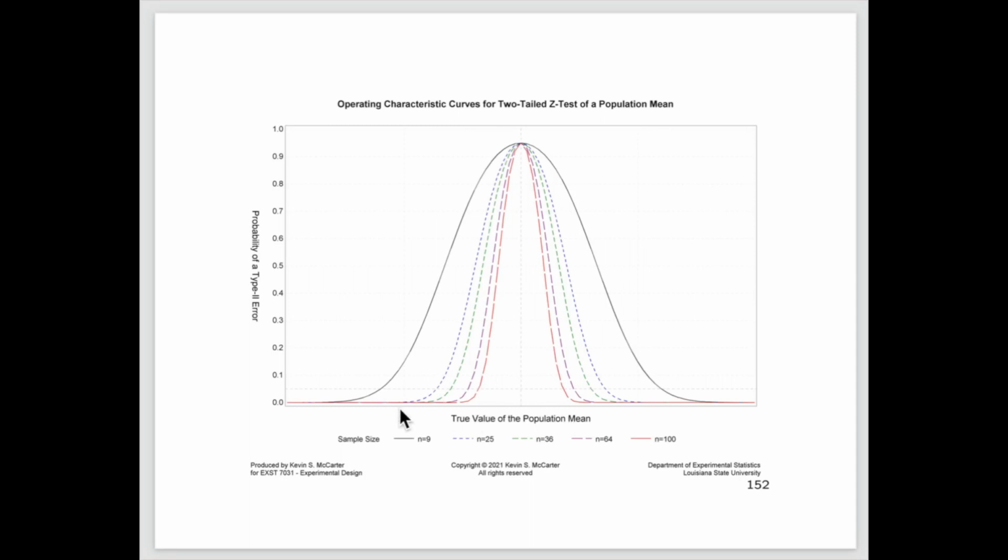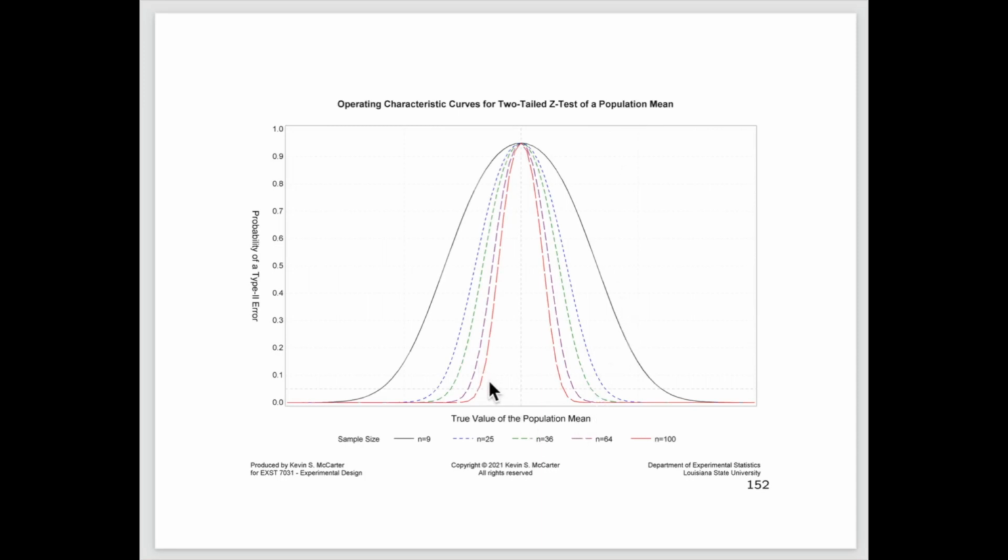The horizontal axis represents the parameter space for mu, and so all possible values of mu, the population mean. The vertical axis gives us the probability of a type 2 error, or beta, and this graph gives us beta as a function of mu. All right, and so this is the operating characteristic curve for this two-tailed z-test.